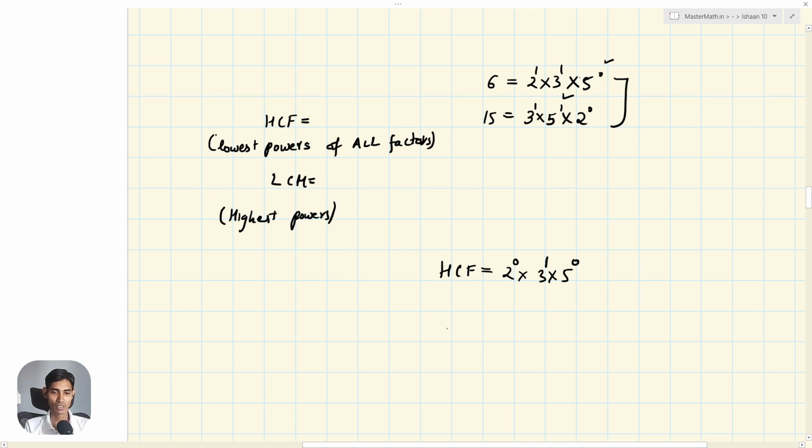So for the highest powers, LCM, I will write 2, 3 and 5 because these are all the factors. Now what is the highest power of 2 in 6 and 15? Just check.